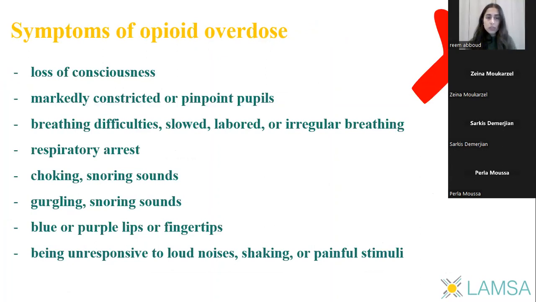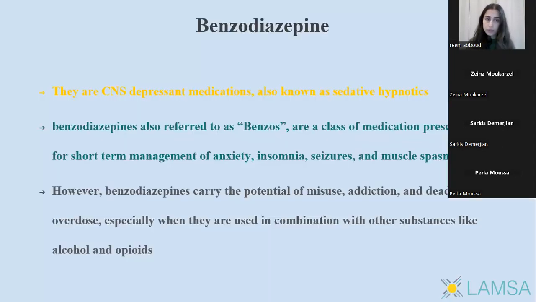Now, how do you know that you're suffering from opioid overdose? These are the following symptoms. We have loss of consciousness, constricted or pinpoint pupils, breathing difficulties, respiratory arrest, choking, snoring sounds, blue lips or fingertips, and also being unresponsive. Now, what are the benzodiazepines?